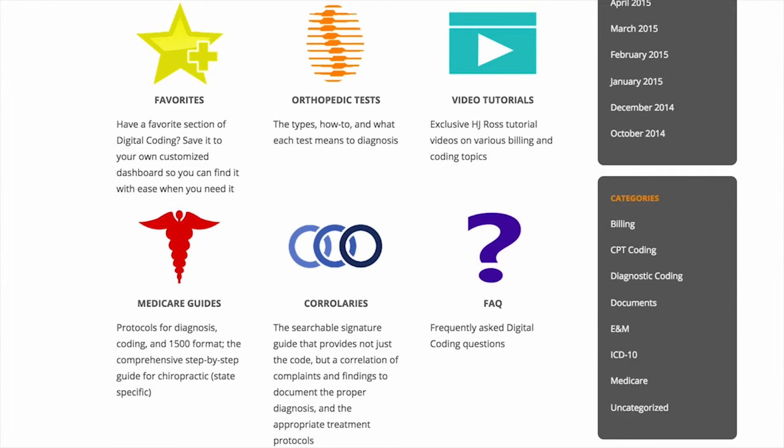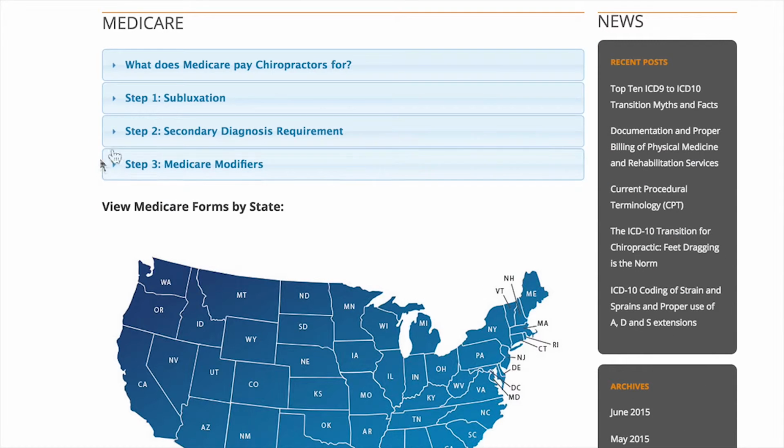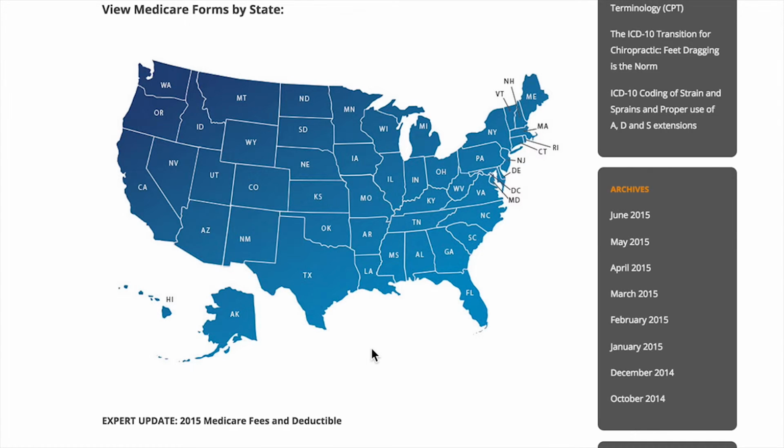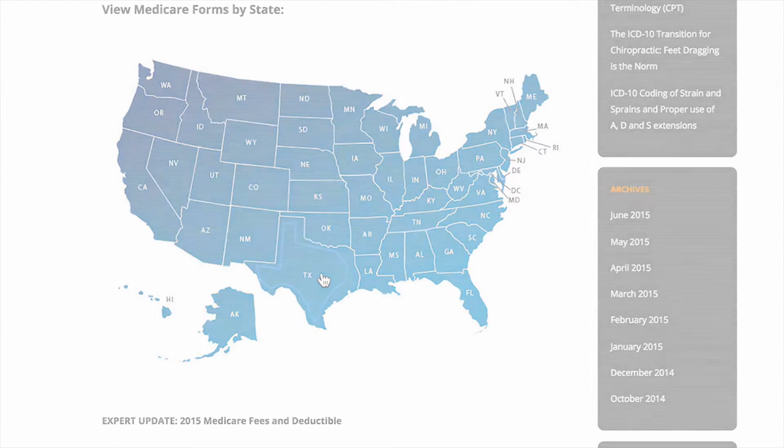The other thing that chiropractors across the U.S. deal with is Medicare. Medicare, of course, has its own special diagnosis codes. So we have a Medicare guide section that allows them to go in, and it gives a few sections here on what chiropractors get paid for, the subluxation, the secondary diagnosis. But probably the best element here is that a provider could simply go to their state, such as, let's pick Texas.